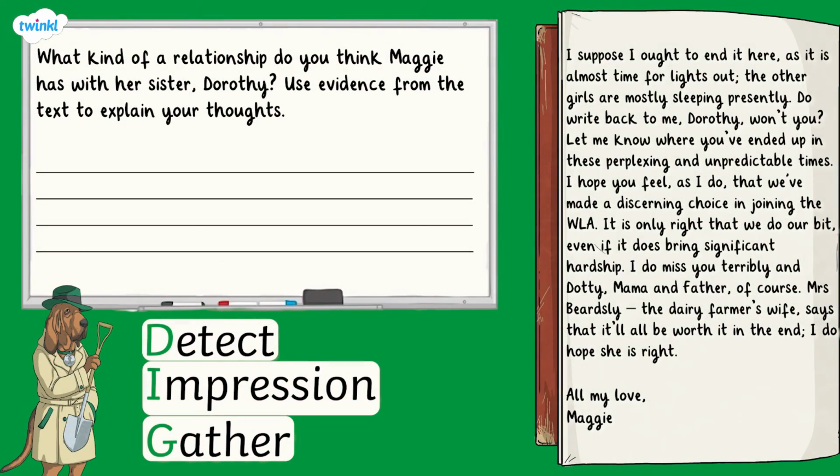This last question is asking you to comment on the kind of relationship Maggie has with her sister Dorothy. Pause the video here and take some time to write your answer. Remember to use the DIG structure to help you. Press play again when you're ready.